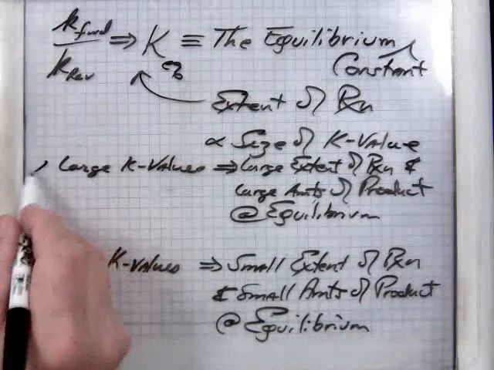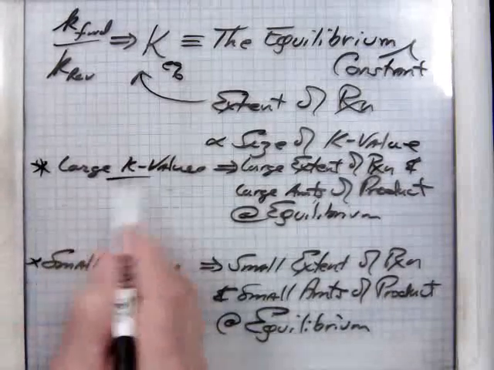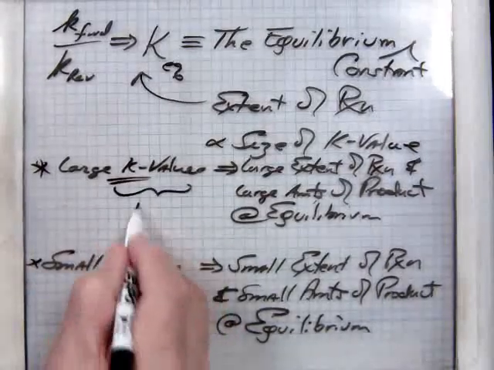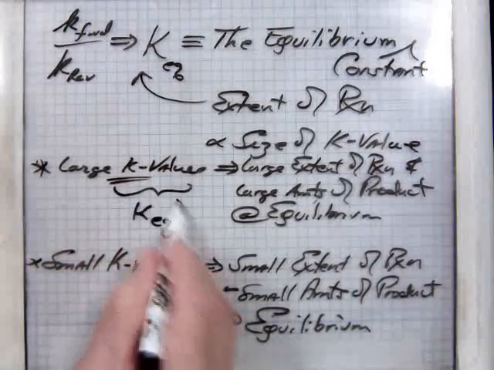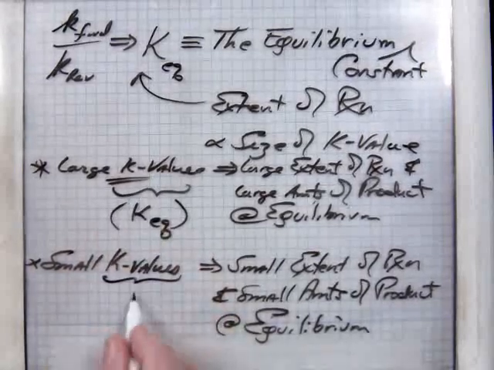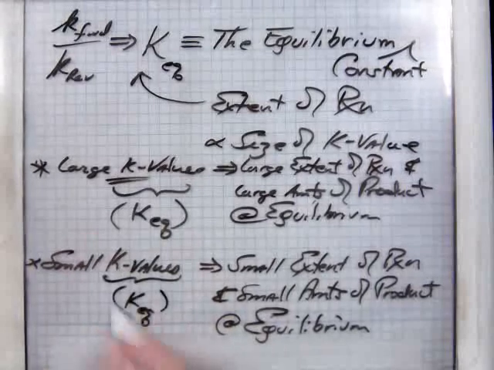So this is your objective, is to come up with whatever this K value is, and it's called an equilibrium constant. And every reaction has its own personal equilibrium constant.